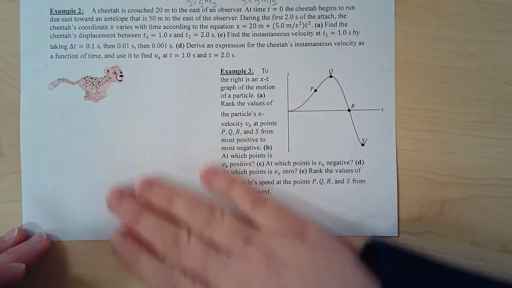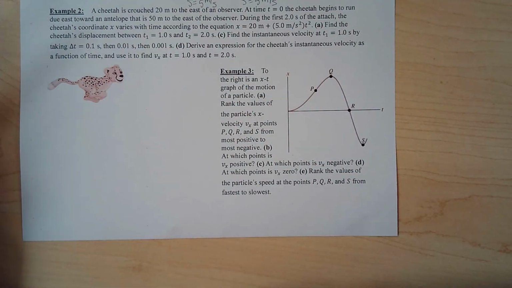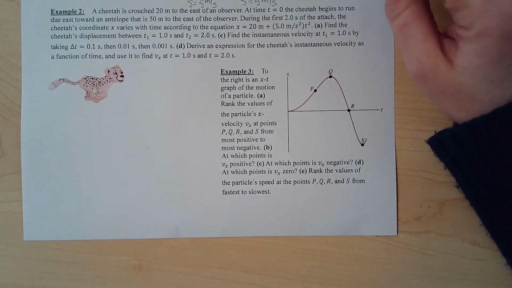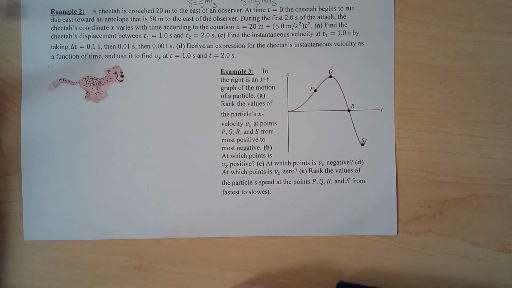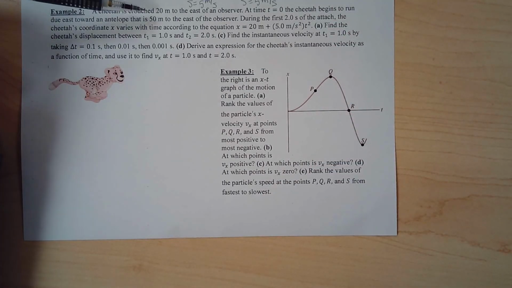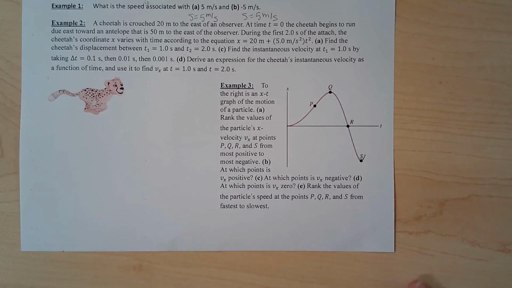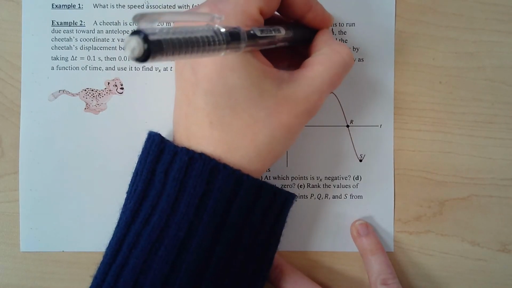Now, example 2 is going to take us a while to go through, so be patient. Whenever I do these, I always draw them out and read them really carefully, okay? A cheetah is crouched 20 meters to the east of an observer. At time equals 0, the cheetah begins to run due east toward an antelope that is 50 meters to the east of the observer.